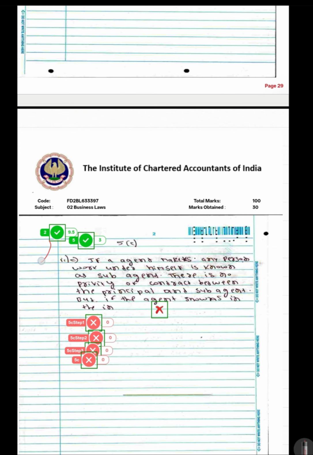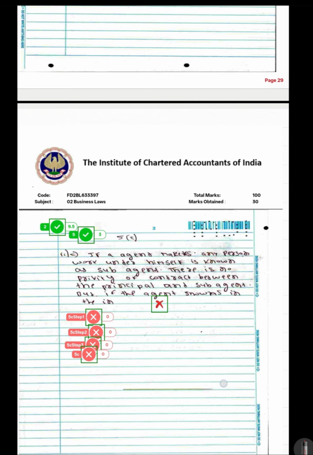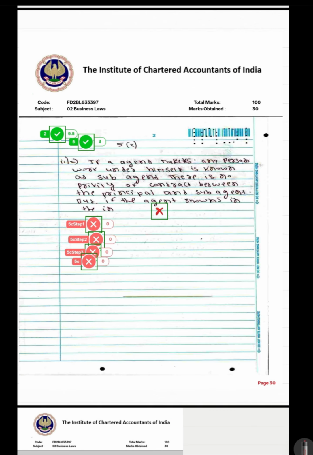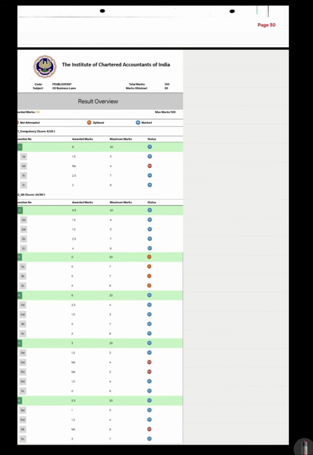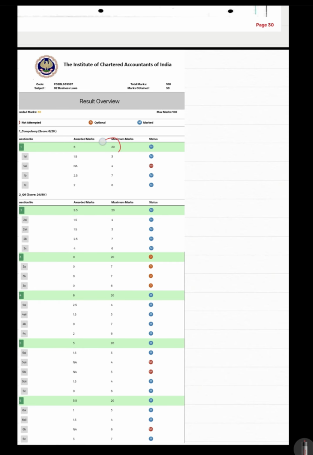Again I went to 5C, and as you can see, I wrote only to the point because there wasn't any time with me. So I wrote as much as I could. To be specific, in question number 1 I got 6 marks out of 20, and I didn't attempt question 1A, which is of 4 marks.